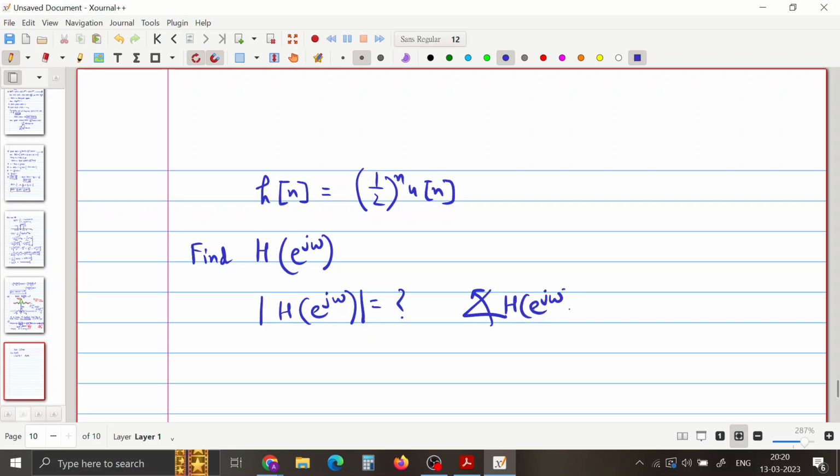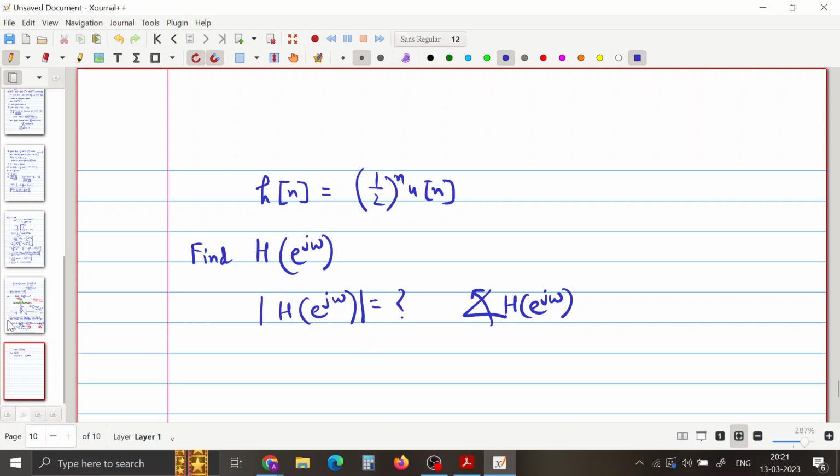Actually, we will be getting that H(e^{jω}) is nothing but 1 divided by 1 minus (1/2) e^{jω}. From that, we have to take the modulus, the magnitude, and also find its phase. And then you just need to evaluate it at the given frequency, which is π/2, to obtain the output. Okay? So that's the way.